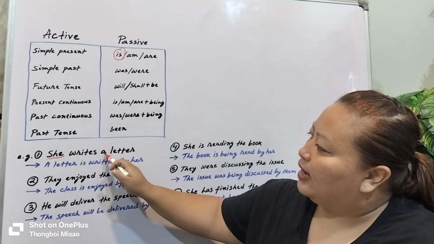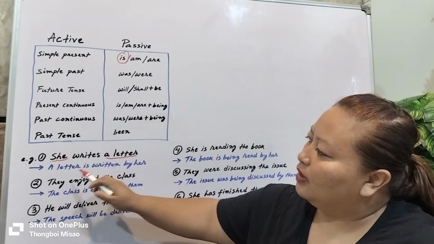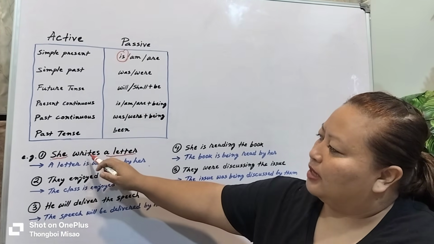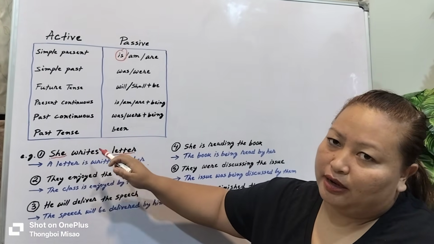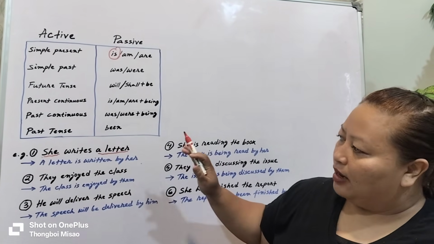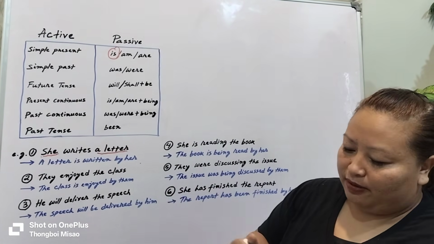A letter is written by her. The verb writes becomes the third participle. Write, wrote, written.